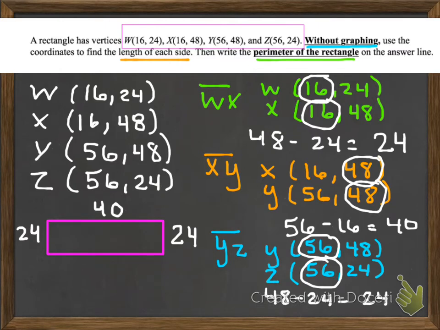You can see that 56 and 56 is the X coordinate that they share. And then the difference between the Y coordinates that are left, you have 48 and 24. And then you find that the difference again is 24. So that matches up on the other side.